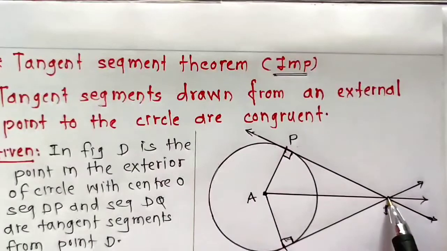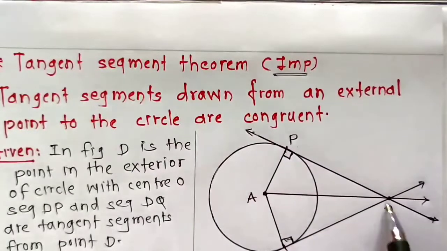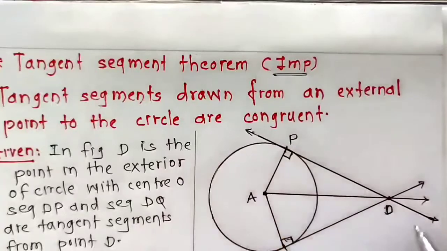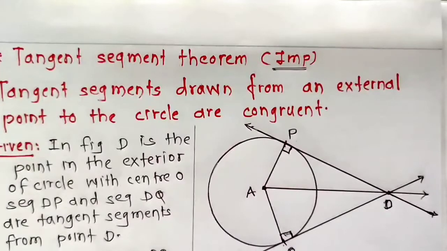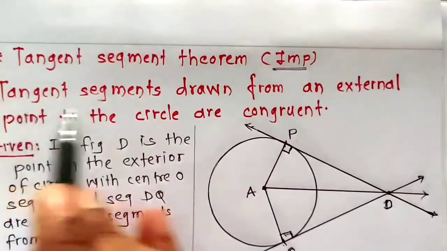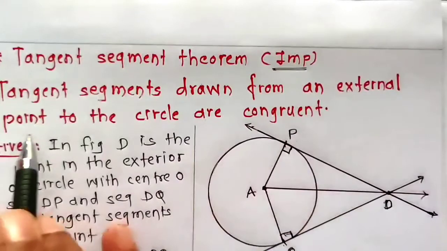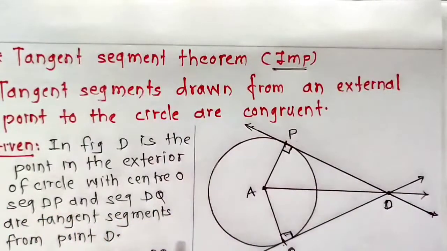Here D is in the exterior of the circle, then DP is called the tangent segment. Here DQ is called the tangent segment drawn from the exterior point. So we have to prove DP and DQ are congruent. That is the theorem. To prove that tangent segments drawn from an external point to the circle are congruent, that theorem will be there in an exam. Then we have to write the given, to prove, construction and proof.